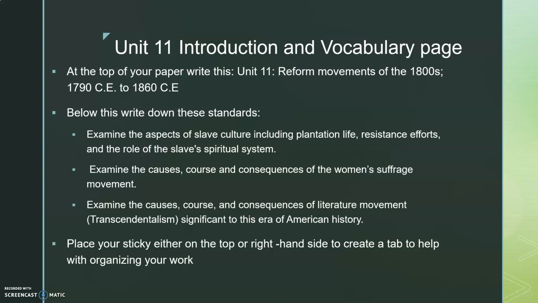Examine the causes, course, and consequences of the women's suffrage movement at this time. Susan B. Anthony, the Declaration of Rights and Sentiments. And examine the causes, course, and consequences of literature movements like Transcendentalism, significant to this era of history. So we're going to be looking at some literature and some poetry and different philosophical ways to look at life. And then please place your sticky note on the top or right hand side to create a tab to help yourself with organizing your work.